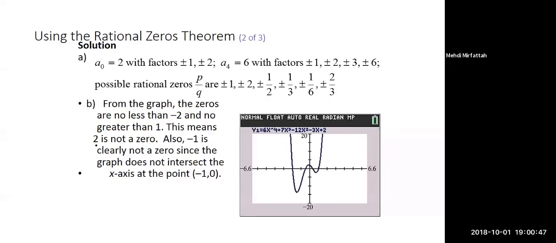So this means that 2 is not a zero. Also, -1 is clearly not a zero. So they just want us to eliminate which ones are not zeros. Just by looking at our list here, we can exclude some of these. So the x-axis at point -1 and 0 would be there. So you want to show that 1 and -2 are zeros.